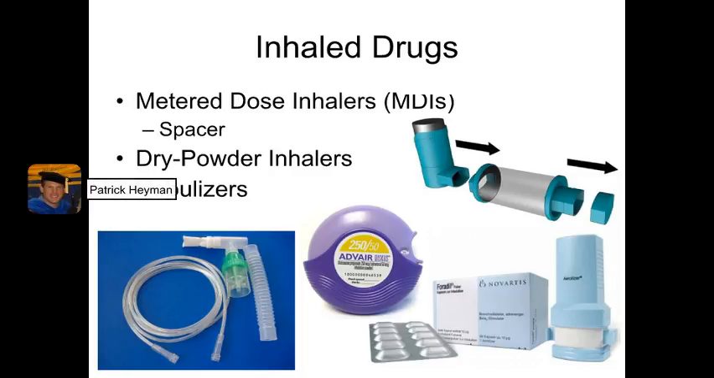There are three basic different types of inhaled drug delivery mechanisms. The first is called the metered dose inhaler, and it's this green one up at the top right. They take quite a bit of hand-eye coordination and breath coordination in order to use properly, and most people actually don't use them properly. To aid in the absorption, you can add what is called a spacer.